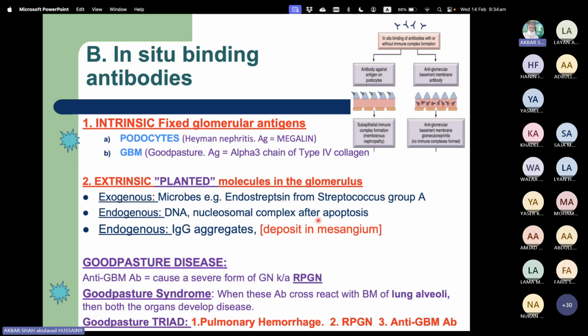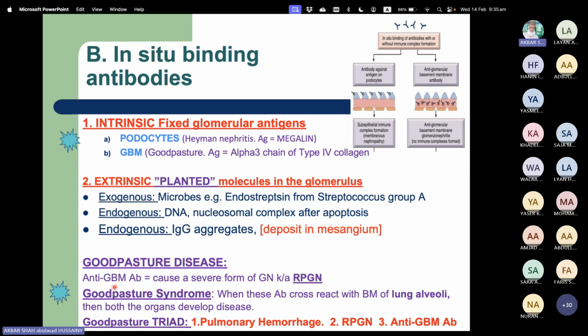Here I must give you the example of very important diseases. One is when the antigens attach to the podocytes, the disease is called Heymann nephritis, and the antigen is called megalin. The megalin antigen is present on the podocytes, and antibodies are formed against this antigen, and that is how the podocytes are attacked. While the glomerular basement membrane is attacked by the antibodies in the disease called Goodpasture disease.